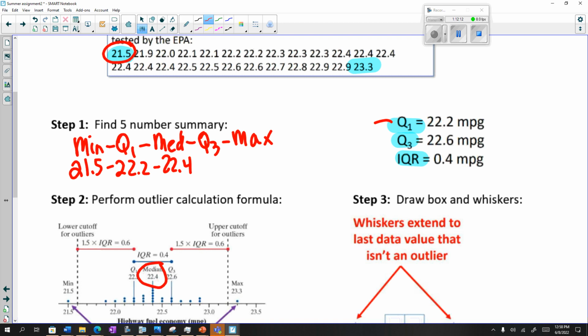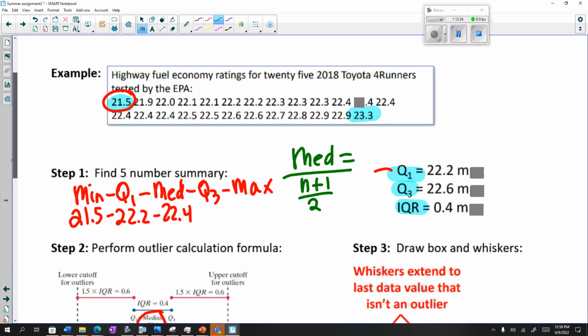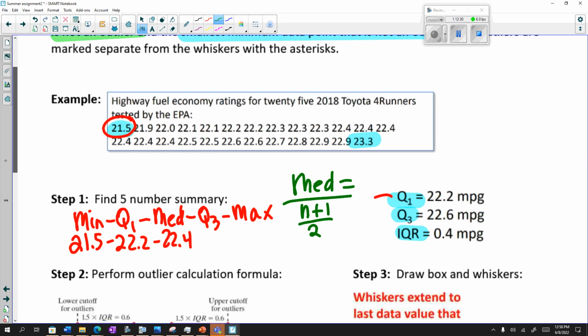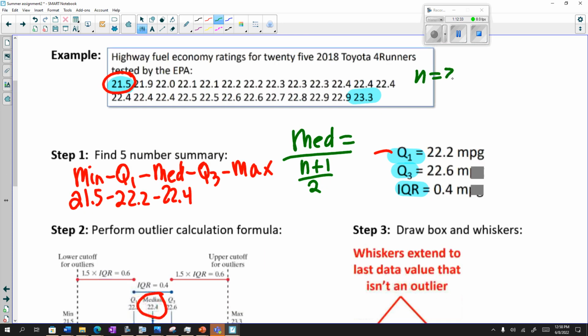I could have found it by doing... Oh, let's actually do that. I know that you don't want to do it because you're totally over it, but I'm going to do it. The median is n plus 1 divided by 2. Okay, so if there's 25 total vehicles, sorry, 25 total vehicles. So we're going to do 25 plus 1 divided by 2. So 26 divided by 2 is 13. So the 13th observation is going to be the median. The location of the median is going to be the 13th observation.